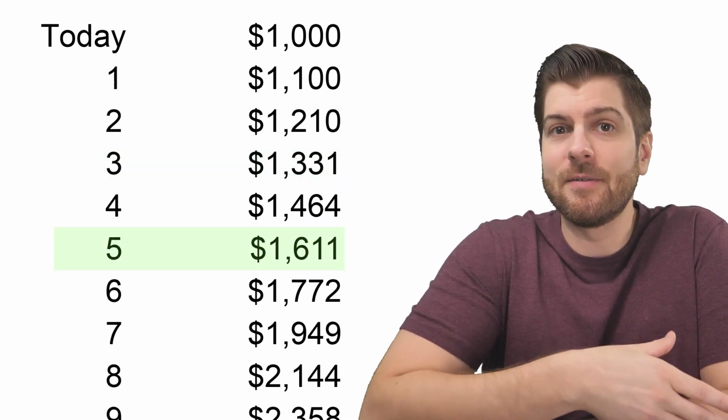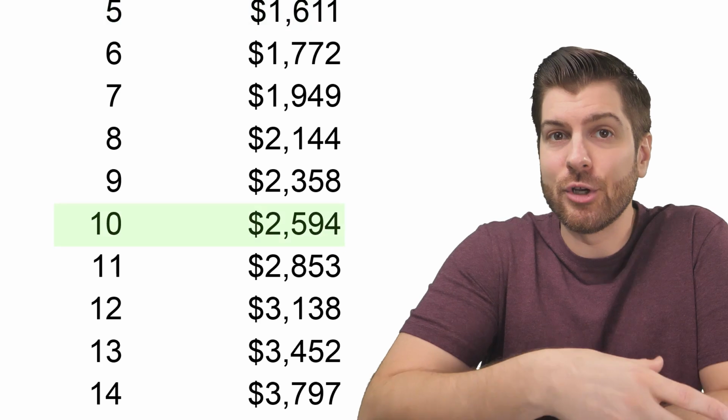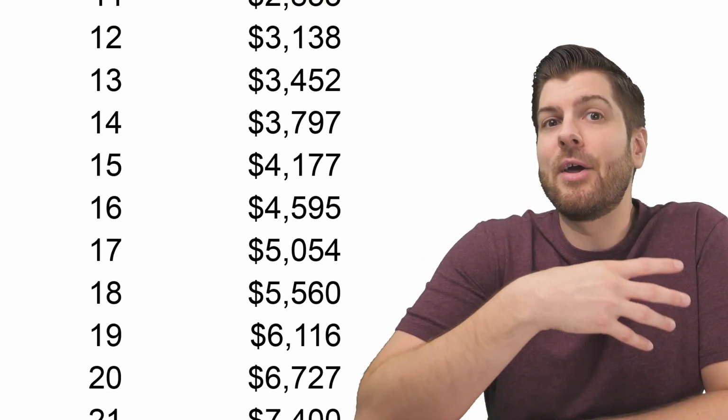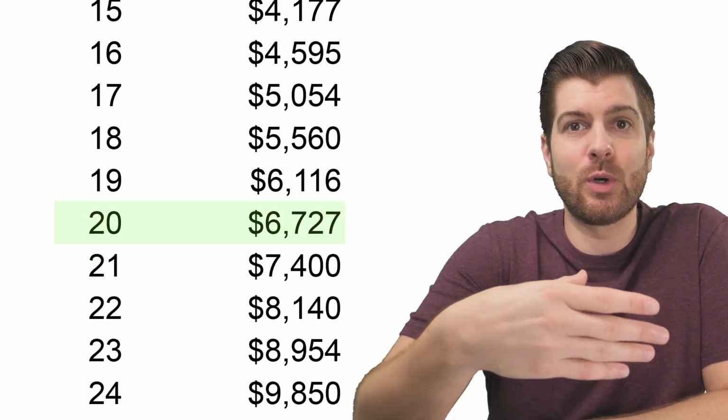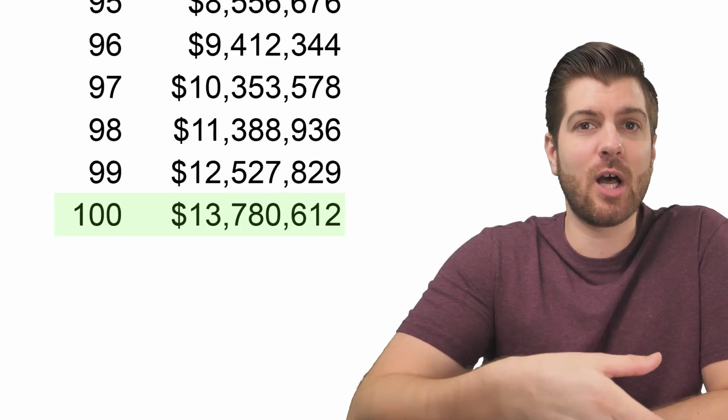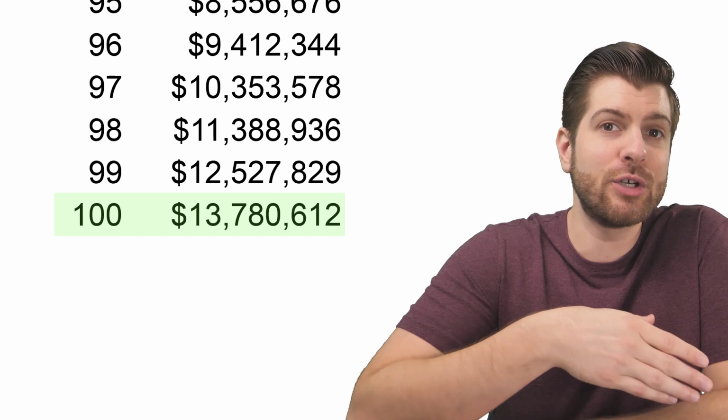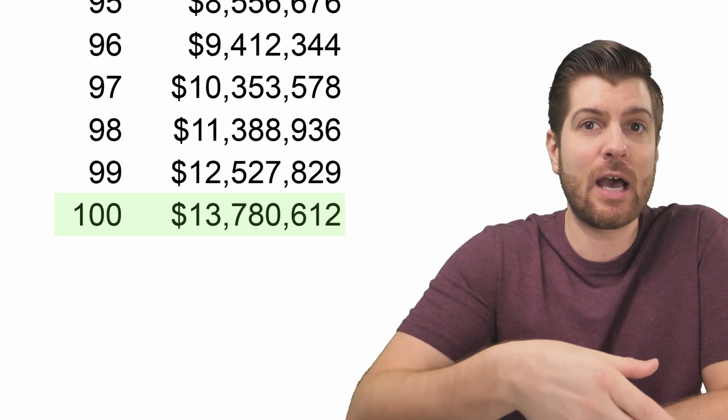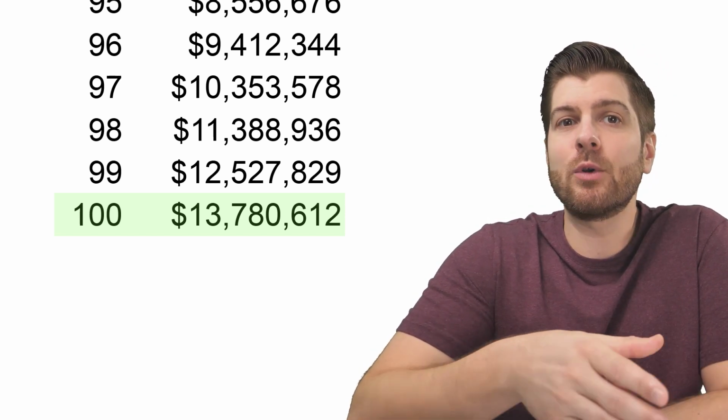$1,331. By the fifth year, you'd have $1,611. By the 10th year, you'd have $2,594. By the 20th year, you'd have $6,727. By year 40, things start to get a little bit more interesting. That initial $1,000 one-time investment would now be worth $45,259. By the 60th year, it'd be worth $304,482. And after 100 years, that $1,000 invested will have grown to $13,780,612. And here's what that would look like visually.